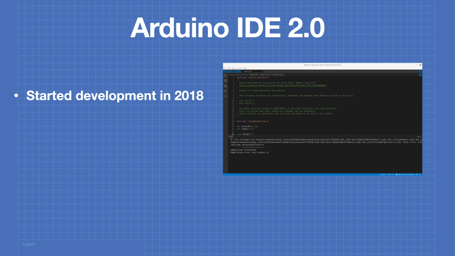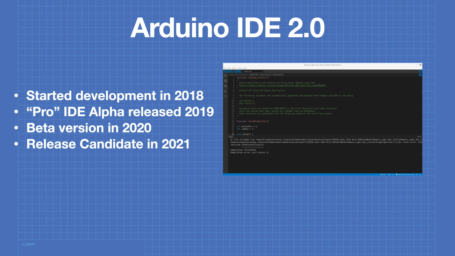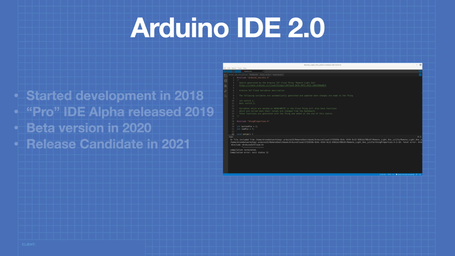Development of the Arduino IDE 2.0 started in 2018. In 2019, Arduino released the Pro IDE Alpha, which was the initial version of this product. In 2020, the name was changed to IDE 2.0 and a beta version was released. And finally, in late 2021, the release candidate of the Arduino IDE 2.0 was made available.